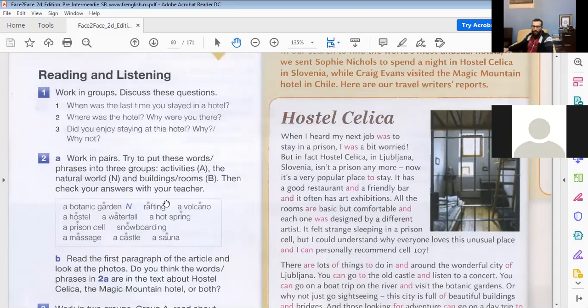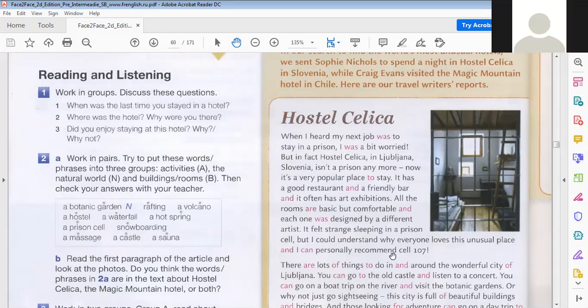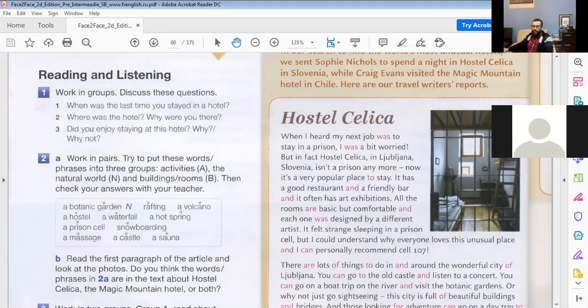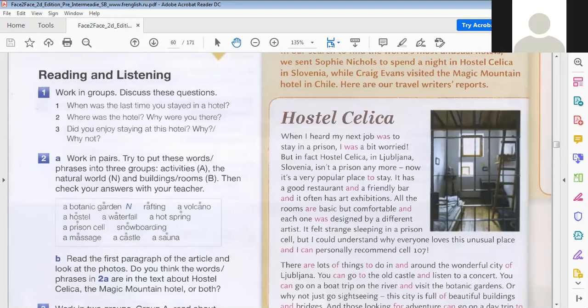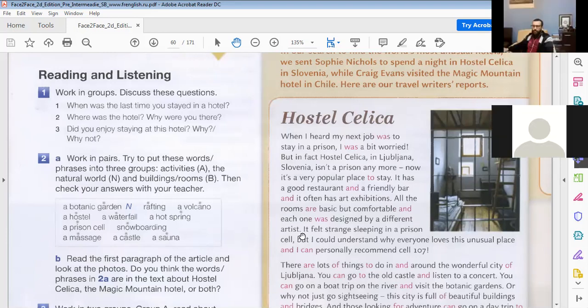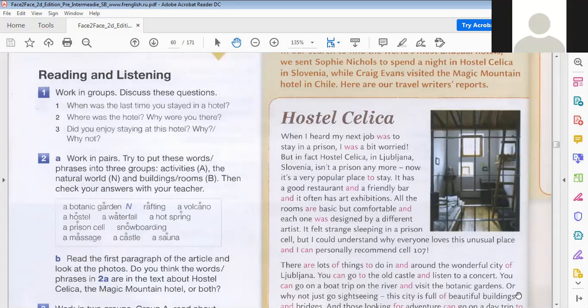We talked about rafting, we talked about snowboarding, a prison cell. Who can tell me what a prison cell is? What do we mean when we say prison cell? Any guesses? Ala, are you there? Can you hear us? Yes, sir, I can hear you. Can you explain to us what you think a prison cell is? Without using Arabic, of course. What is a prison cell?